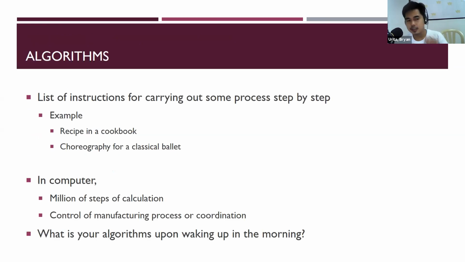So just a quick definition of algorithms. This is the list of instructions for carrying out some process step by step. Right, so as you know, the recipe in a cookbook lists instructions how to cook a certain recipe, for example, pinakbet. And you will notice that there are certain steps to follow. If you complete the process, you finish or accomplish the task. So that is the algorithm of cooking a certain recipe.